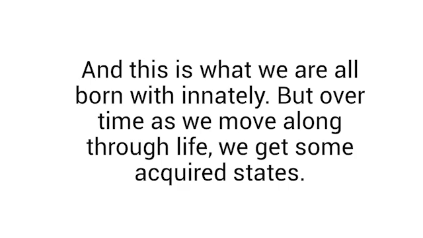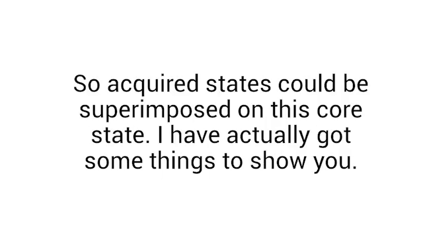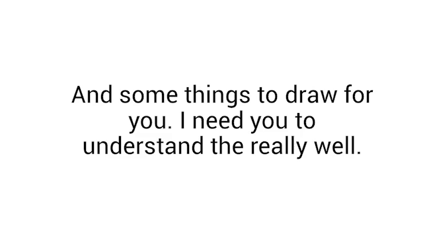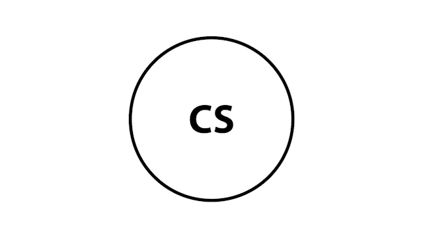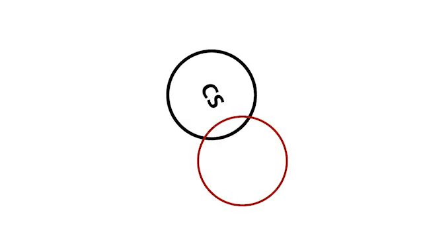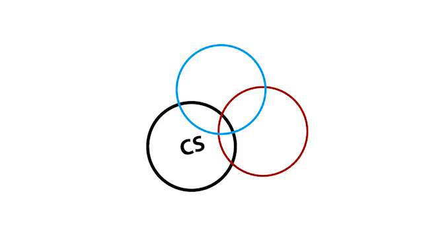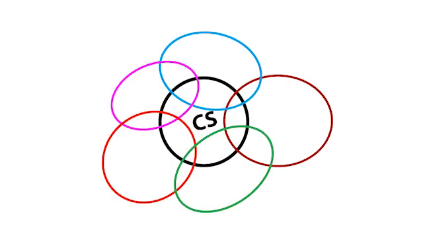But over time, as we move along through life, we get some acquired states. So acquired states could be superimposed on this core state. I've actually got some things to show you and some things to draw for you because I need you to understand this really well. So say, for example, this is your core state. So if you can see this, all right? And what actually happens is through time, you develop all these different types of states. So this is another state which has developed on top of that. This is another state which could have developed through time. And I'll tell you how these develop, but be with me here.